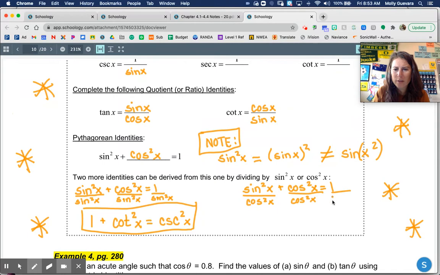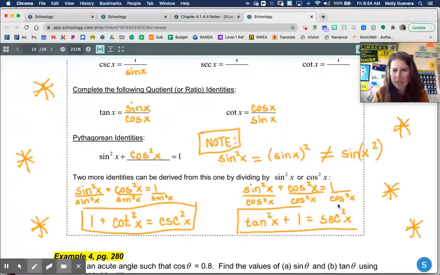So instead of dividing by sine squared, I'm dividing by cosine squared. Well, sine over cosine is tangent. So sine squared over cosine squared is tangent squared of x plus cosine over cosine is just 1. So that's 1. And then 1 over cosine squared is secant squared. So there is another identity.